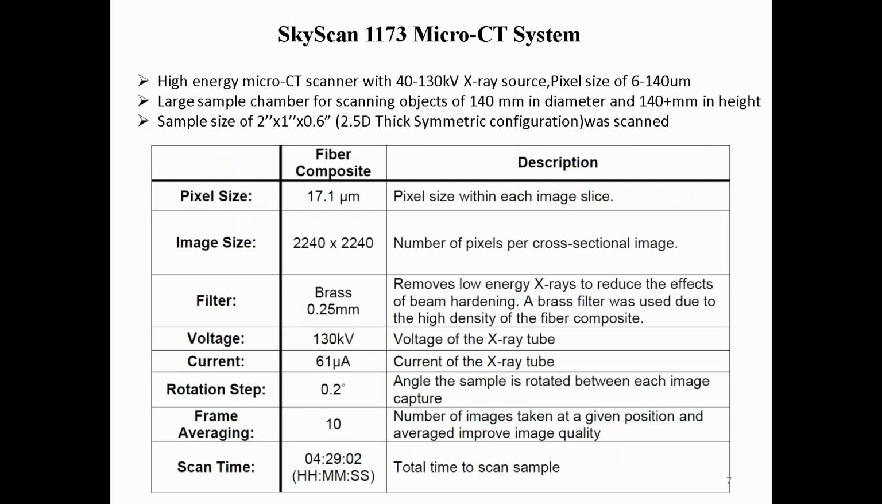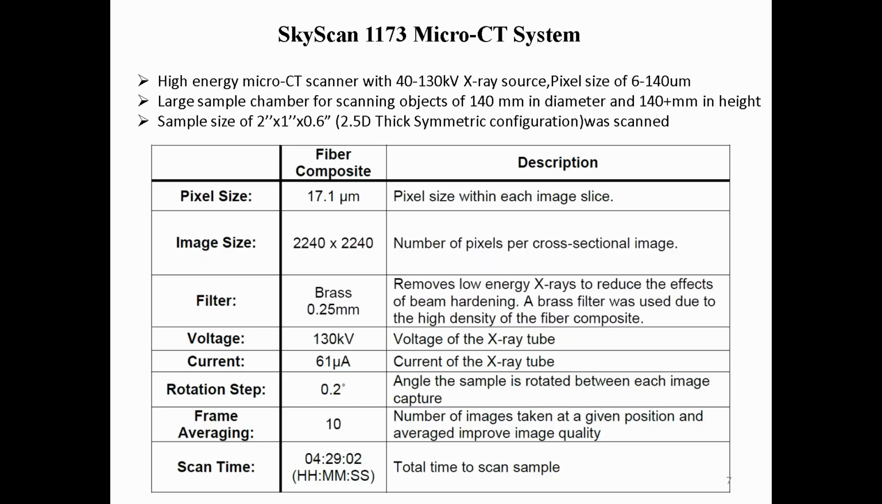The particular machine I used for this material system is a SkyScan 1173 micro-CT system. There were already iterations of study on which micro-CT scanning system you should be using, depending upon what specimen size you are using and what kind of resolution you are looking for, right? So I chose this particular system for the reasons you can see in the slide: it has a large sample chamber, and I could scan at 17 micron, and the specimen size was 2 inch by 1 inch, and the thickness was 0.6 inch.